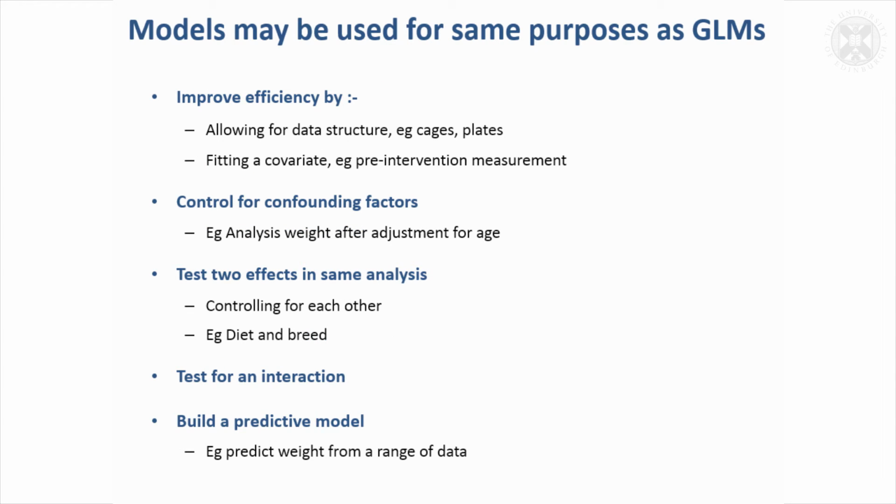This is just pointing out that all the things that we did for general linear models can be reproduced and addressed using these models for data with other types of distributions. And we can fit several effects to improve efficiency of the model. We can adjust for confounding factors. You can address two effects in the same analysis. We can test for an interaction, and you can use the model to try and predict things. So all this is possible in the types of model that I'm about to look at.